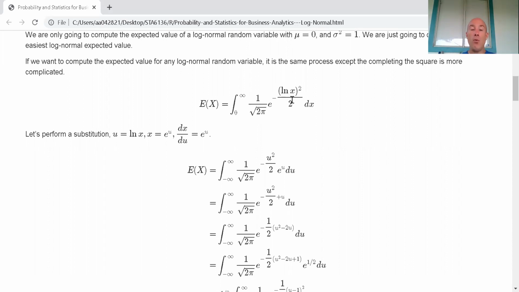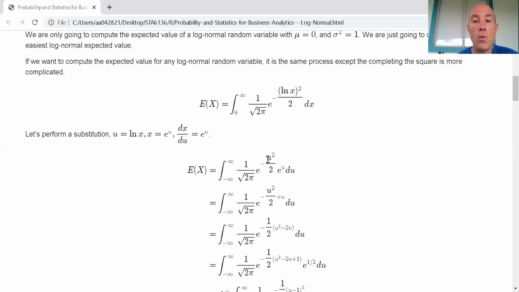Okay, so what I'm going to do is a u substitution. My substitution is I'm going to say that log of x is equal to u. This should feel very familiar to what we did just a moment ago. We're going to say that x is equal to e to the u, which tells me that dx du is equal to e to the u. Everywhere I see a log of x, I put in a u.